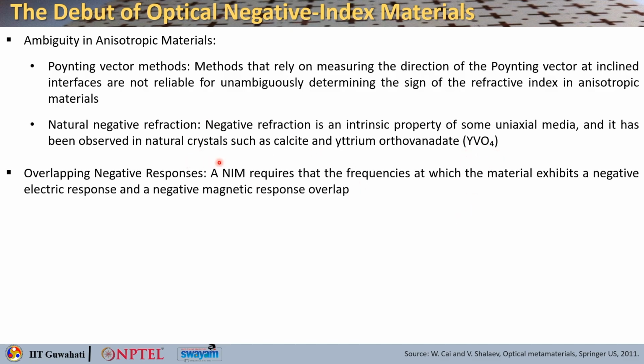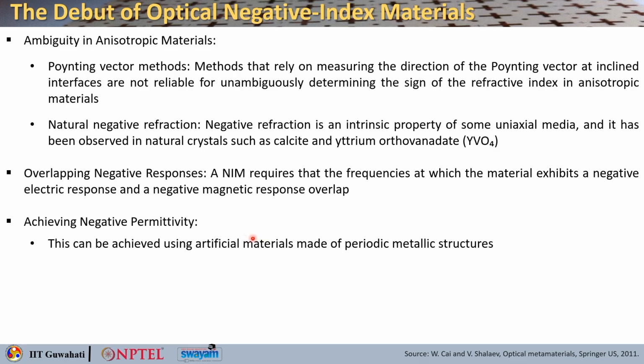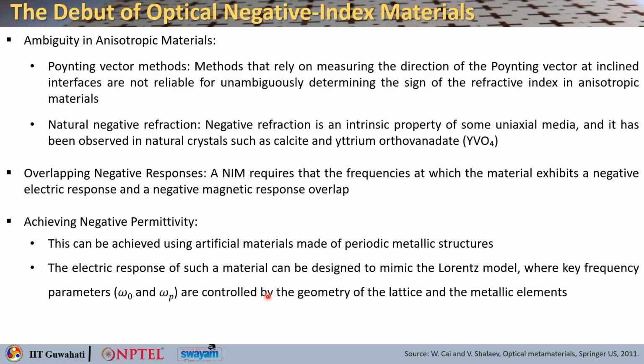So, it is important to differentiate these properties from your negative index material, and when you make a negative index material, it basically requires that the frequencies at which the material is going to exhibit negative electric response, at the same frequency it should also give you negative magnetic response. That means they should overlap. So, this can be achieved by using artificial materials made of some periodic metallic structures, as was basically done in the case of microwave as well. So, that is how you can achieve negative permittivity, right.